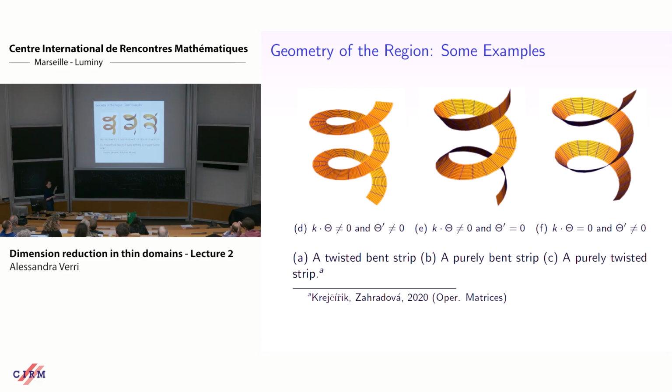And here in these three pictures, we have very similar strips, but in the first case, the strip is twisted and bent. In the second one, it is purely bent, and in the third one, it is purely twisted. So these are the kinds of strips that we are going to consider now.